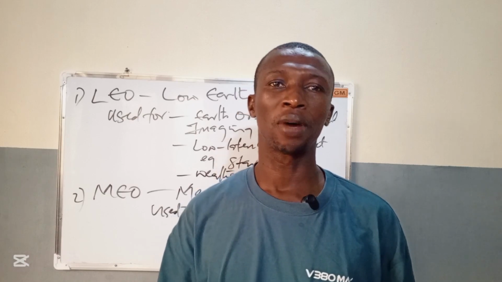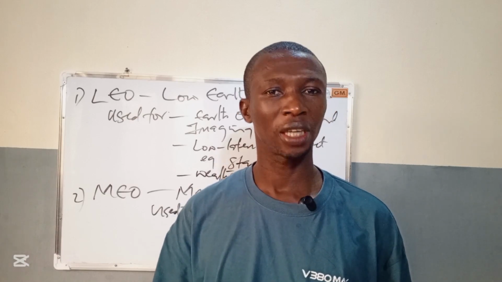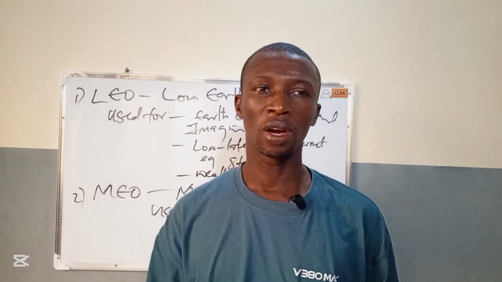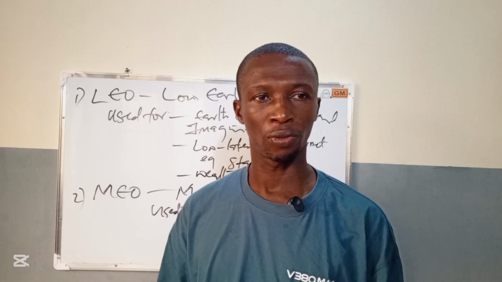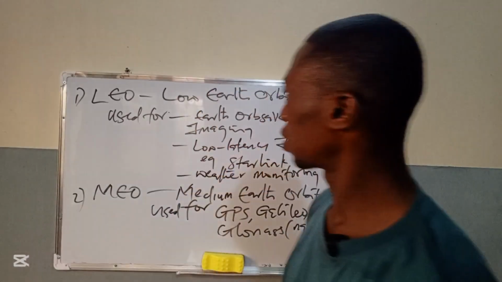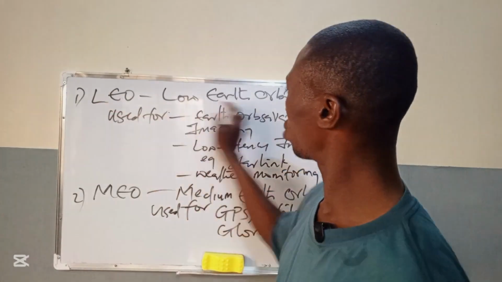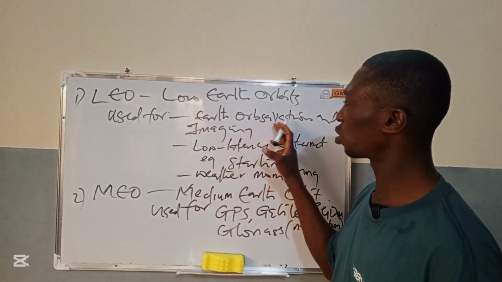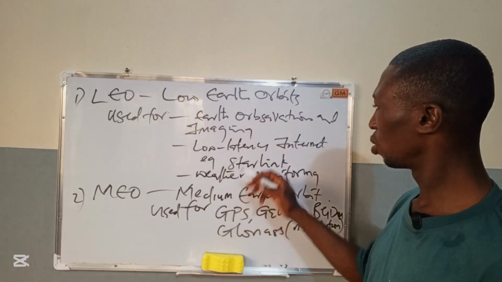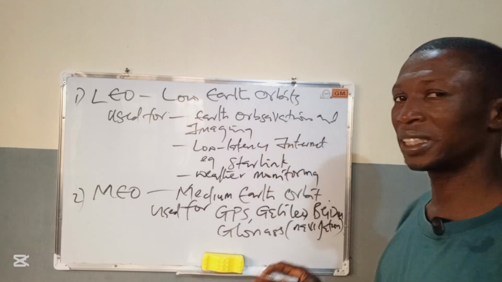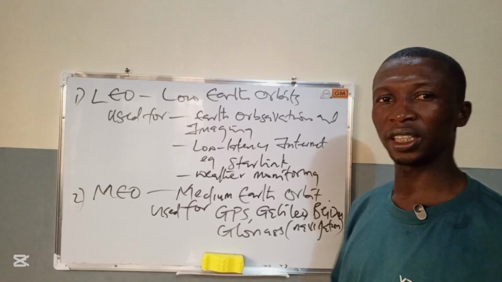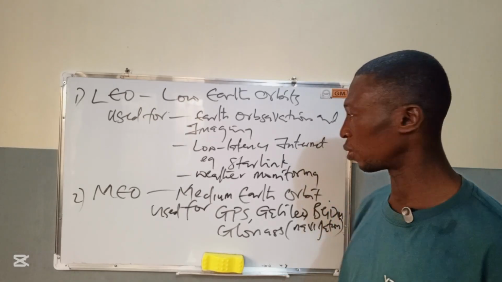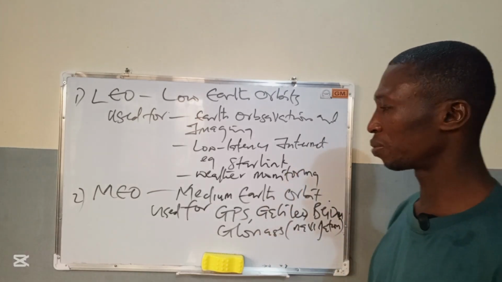Today we'll be talking about orbits around the Earth. We have different types of orbits. First and foremost, we have what we call the low Earth orbits. These orbits are used for Earth observation imaging, low latency internet, e.g. the Starlink that is around the world, and weather monitoring.